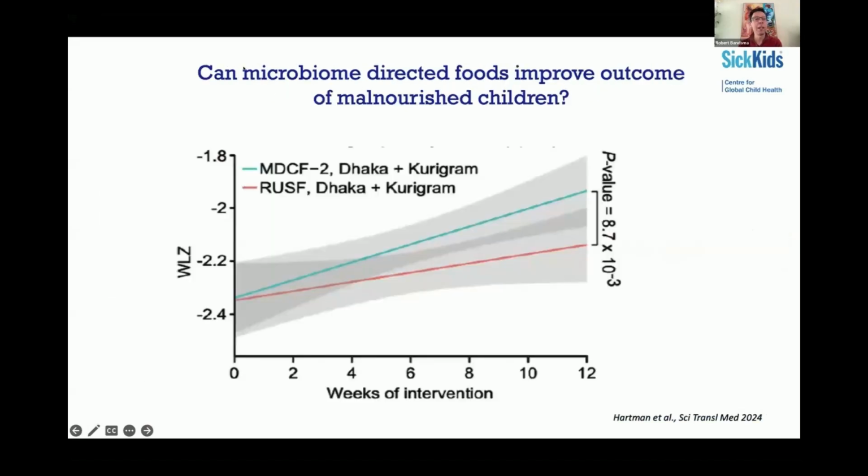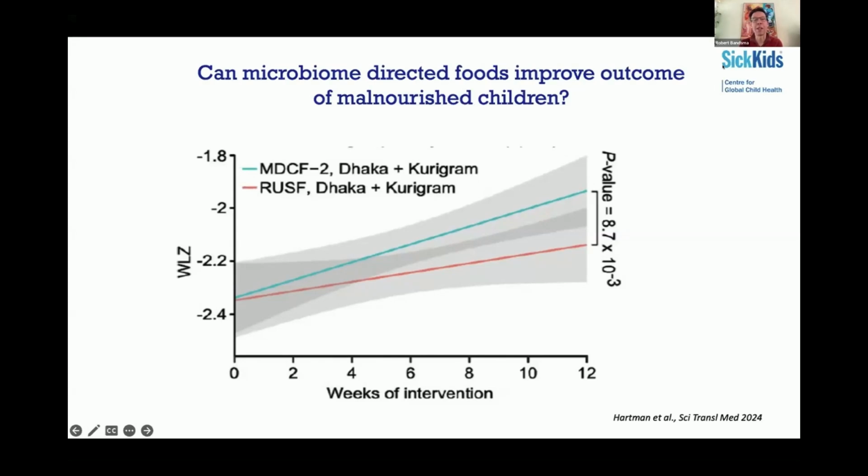And then finally, we've talked about it, it's been mentioned, microbiome-directed therapy. And Jeff Gordon's group in St. Louis, he has been at the lead of this, much together with the group in ICDDRB. And this is their latest study where they gave a microbiome-directed food called MDCF2 compared to ready-to-use supplementary foods, a group of malnourished kids, and they looked at their wasting outcomes. And they did see a small effect in terms of wasting outcomes.